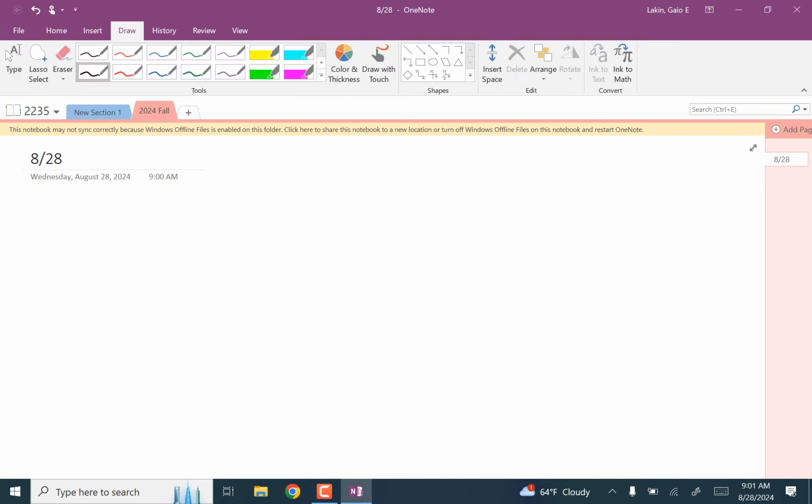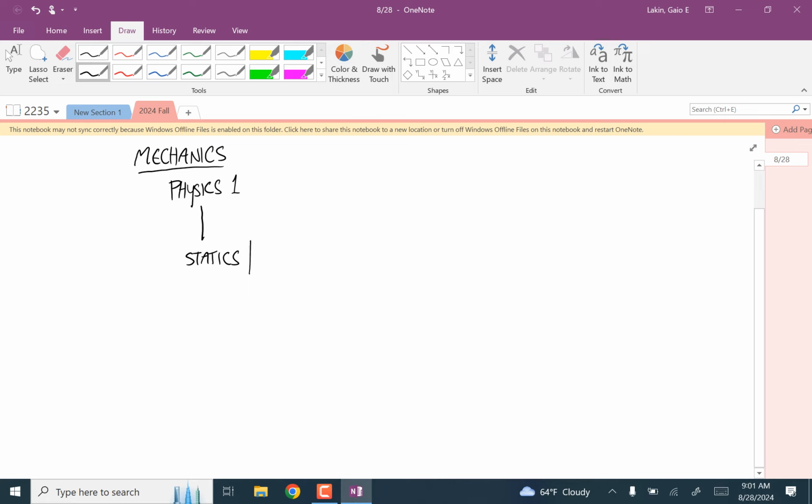So here's where statics kind of falls in things. This is in the engineering world that we call mechanics. And it basically starts with physics 1. That's not how you spell physics. And then from physics 1, for most people, statics is the next class.